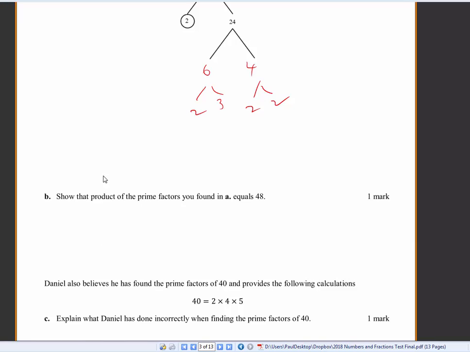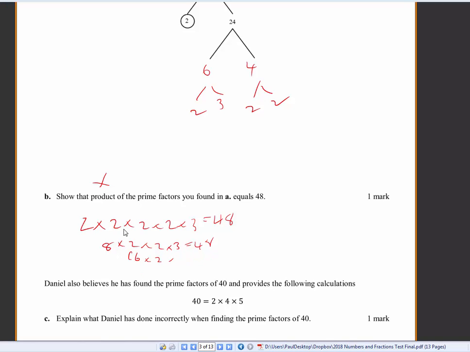Show that the product, now the product is multiplying the prime factors you found in A, equals 48. So what we needed to do was say something like this: 2 times 2 times 2 times 2 times 3 equals 48, and then show some working out. 2 times 2 times 2 times 2 is 8 times 2 times 2 times 3 equals 48, is 16 times 2 times 3, is, whoa, what's that? 16 times 2, whoa, what's happened here? Why am I not getting that right? Oh dear, I made a mistake back there.